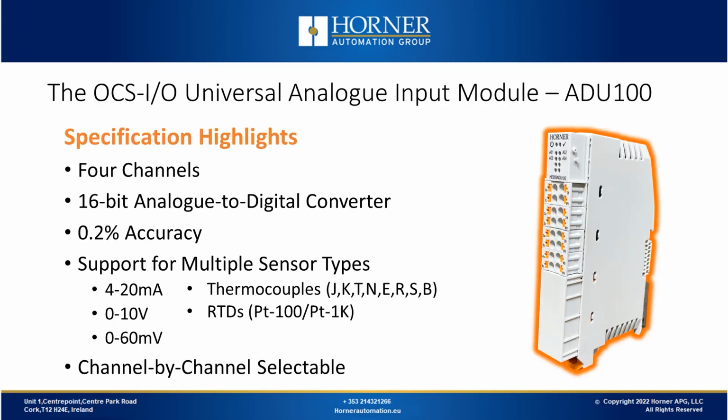We'll start by looking at some of the specification highlights. There are 4 channels in the ADU100 and it's built using a 16-bit A to D converter, which means it has a lot of resolution for most applications. It's quite accurate with a good specification of 0.2%, and it supports lots of sensor types from 4 to 20 milliamps or 0 to 10 volts, all the way to thermocouples, RTDs, and even millivolt signals. One of the best things about the ADU100 is that it is channel by channel selectable for the sensor that you're going to use, which makes it extremely versatile and economical.